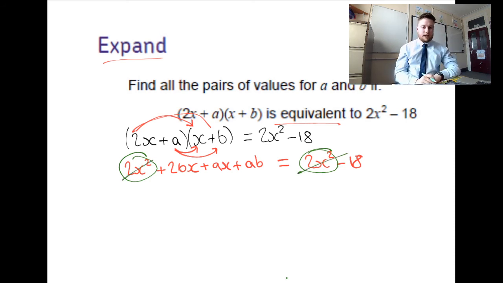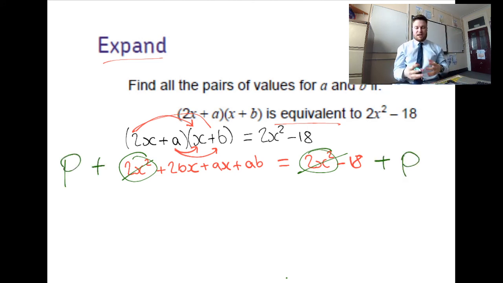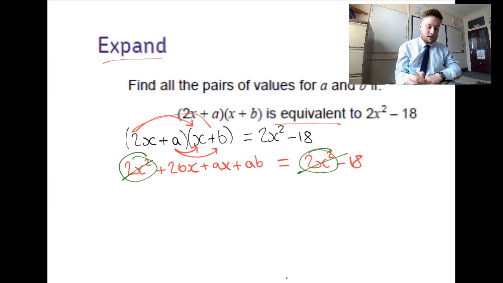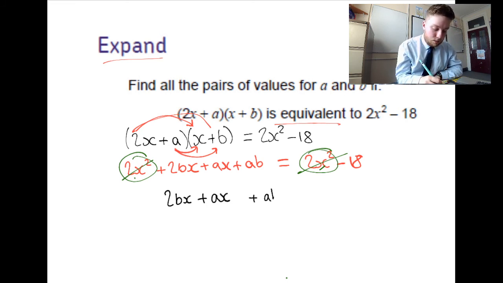That's just ignoring them. If you imagine it another way, if we had a big, I don't know, p on both sides, so we had plus p on both sides, that's not going to change the value of the equation at all. It's just adding on the same amount to both sides, and so we can get rid of that amount from both sides. We can get rid of the 2x² from both sides. I'm going to write it out again. So we've got 2bx + ax + ab is equal to -18.